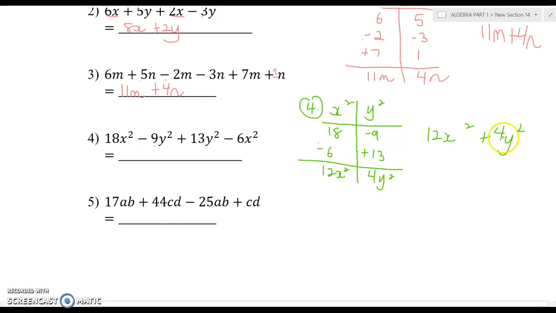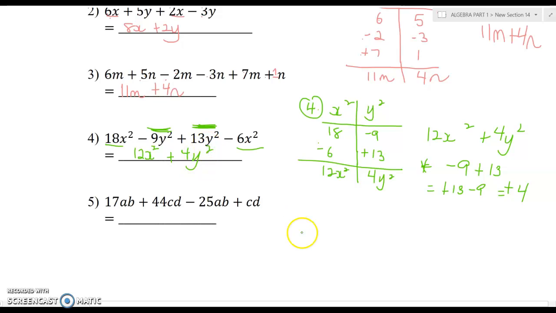And some of you are probably wondering how I know minus 9 plus 13 is 4, positive 4, right? Again, you can draw a number line, but I just want to show you. Minus 9 plus 13 is the same as saying plus 13 minus 9. And we know 13 minus 9 is positive 4, right? And again, you can look at it straight from here. 18x squared minus 6x squared is 12x squared. And then minus 9y squared, 13y squared. Or you can look at it as 13y squared, take away 9y squared, and you'll get your plus 4y squared.